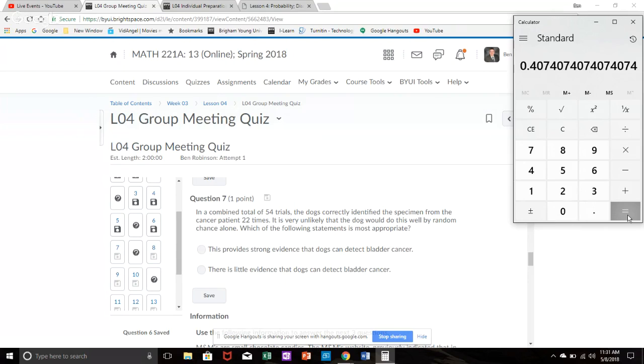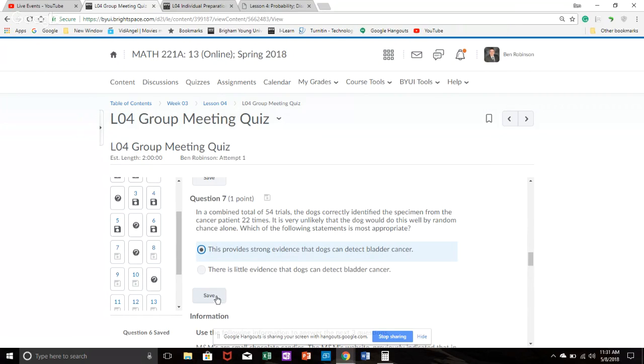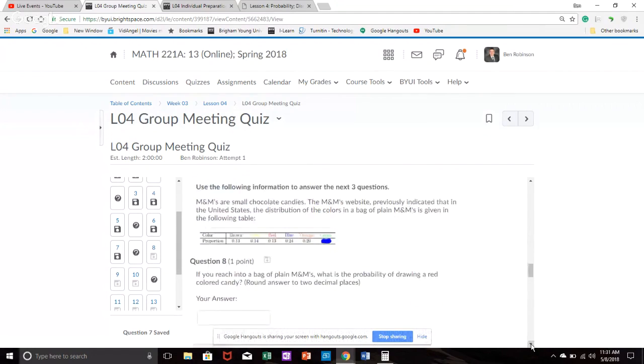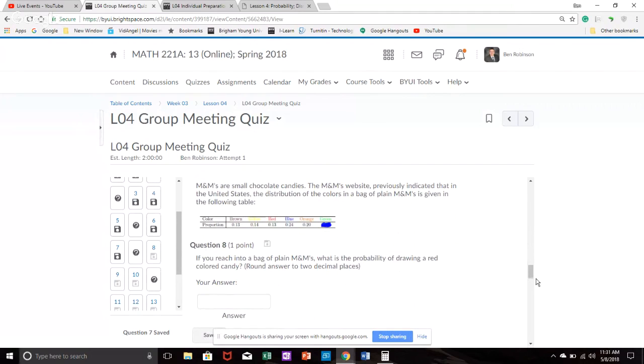This provides strong evidence that a dog can detect bladder cancer. This is little evidence that a dog can detect bladder cancer. I think it is the first one. This provides strong evidence. I agree. Okay.